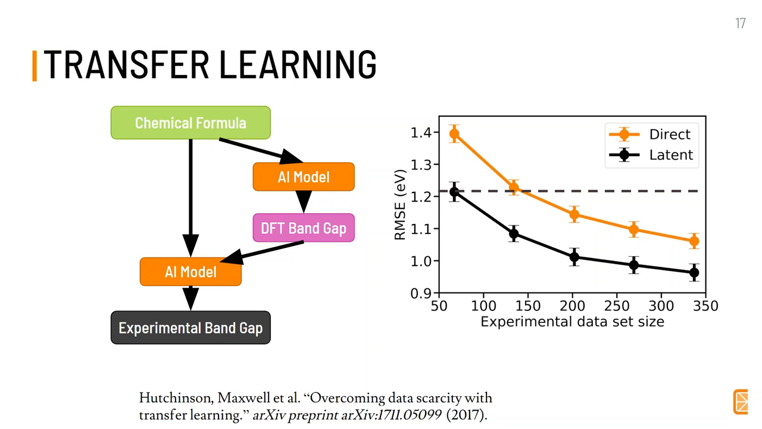So the results are pretty good. When you incorporate density functional theory band gaps as a latent variable, the overall performance of the model improves by 20% or so.